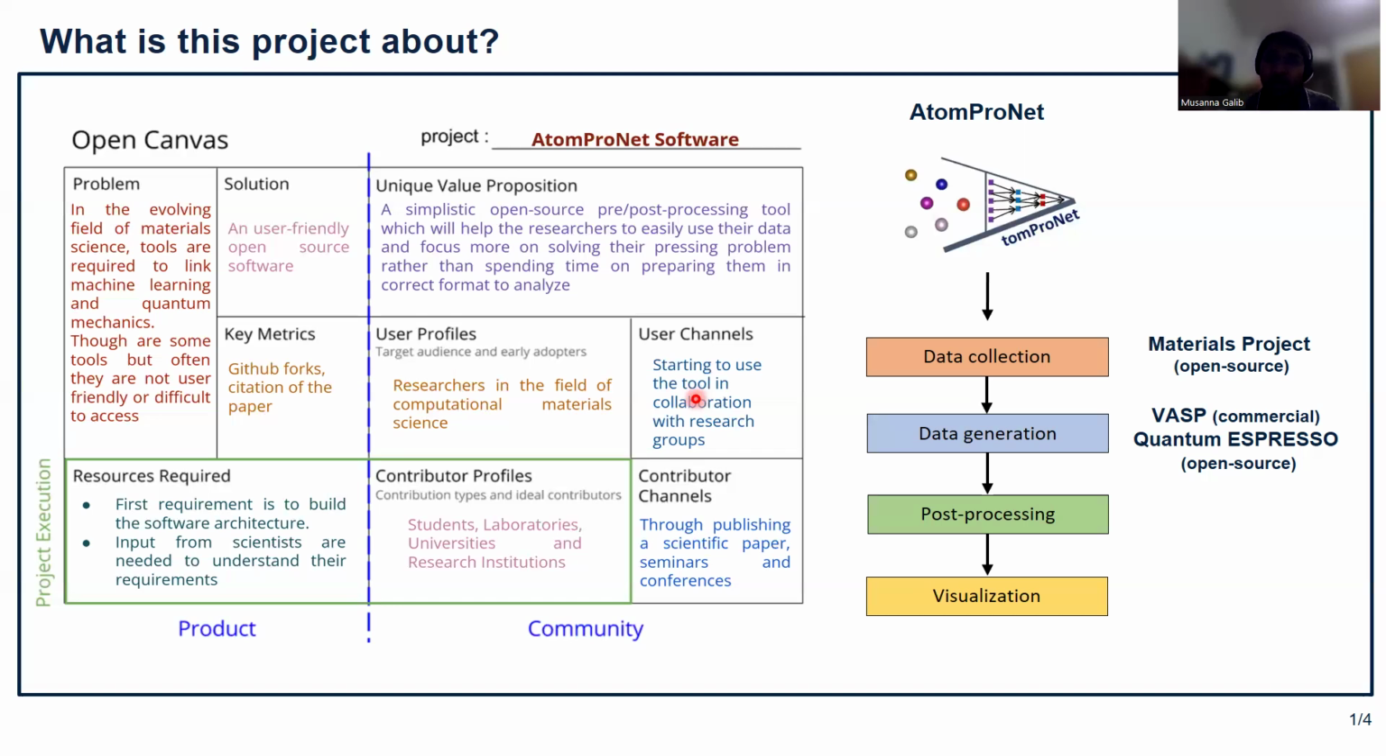So the software is called AtomProNet, which is a short form of atomic data processing for neural network, including 4 modules, starting at data collection, data generation, then post-processing, and then visualization. All of these 4 modules are integrated and dependent on other projects and other software, and they are also open source, starting from Material Project and then Quantum Espresso.